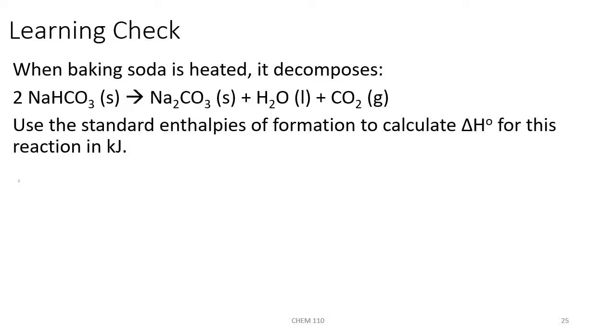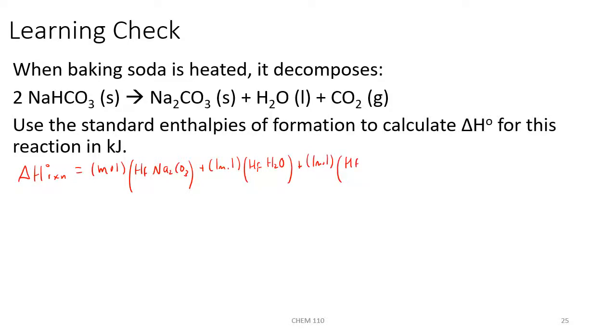So our heat of our reaction, often abbreviated delta H sub reaction, will be equal to 1 mole times the heat of formation for our sodium carbonate plus 1 mole times the heat of formation for our water plus 1 mole times the heat of formation for carbon dioxide. That will take care of the sum of our products.